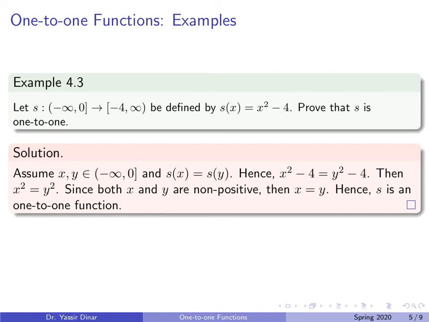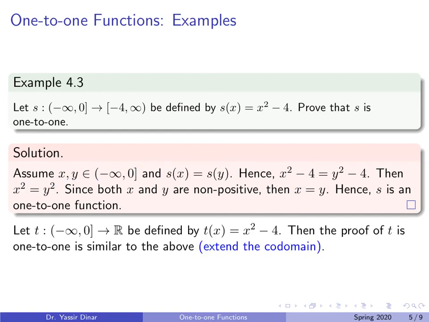So we see that the defining domain and the defining formula for the function lead to x squared equal to y squared, and so we conclude that x is equal to y, and this gives a complete proof that this function is one-to-one.